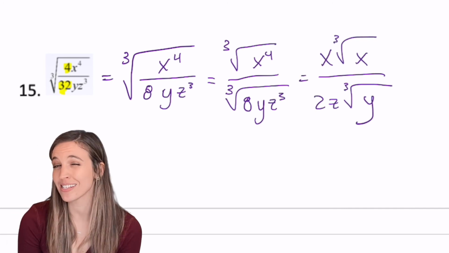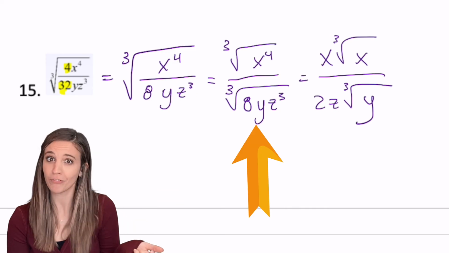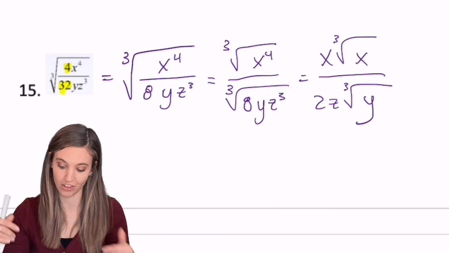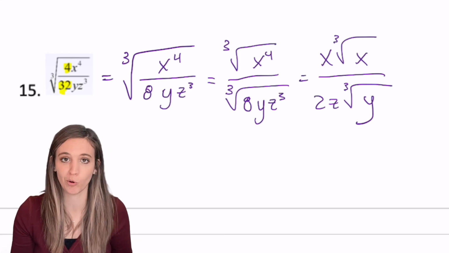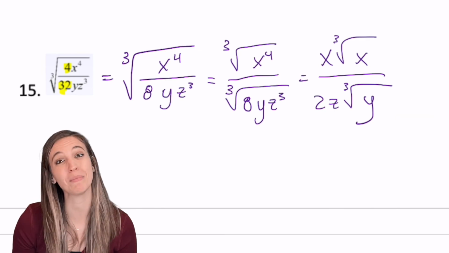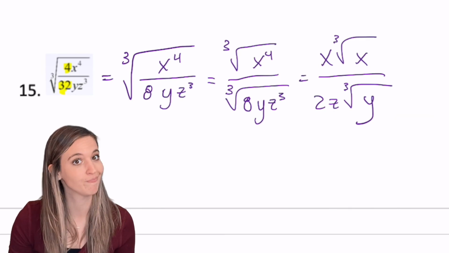All right, so once I simplified my fraction, I was then able to simplify my radicals, right? So the numerator, I have x times the cube root of x, and then the denominator, I have 2z times the cube root of y. Oh, wait, I left a cube root in the denominator. So that means I'm not done yet. What do I need to do now?